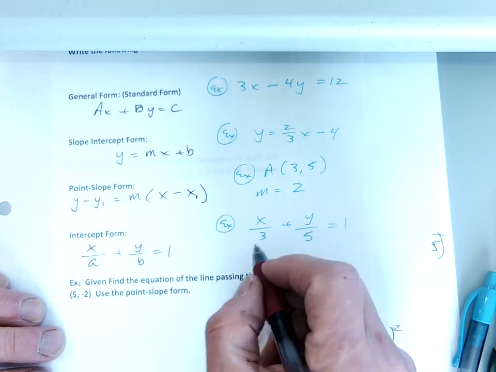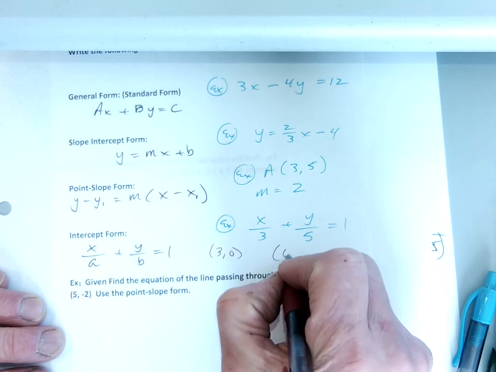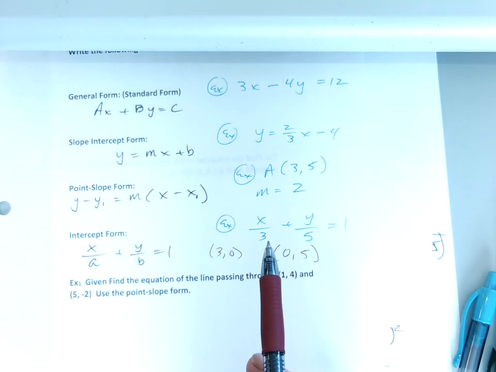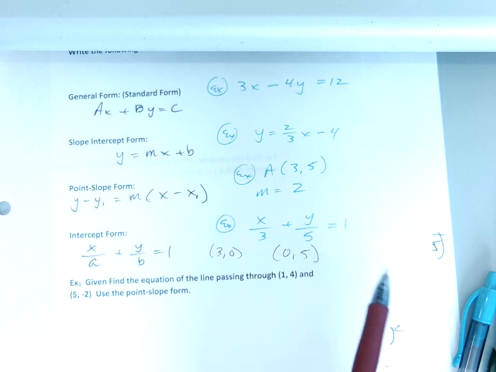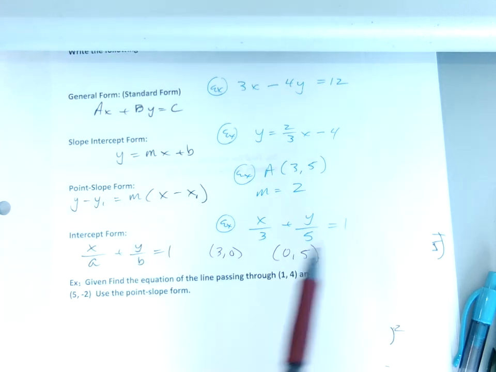So, an example. In this example, I know that the x-intercept is at 3, 0, and the y-intercept is at 0, 5. These numbers, that's the x-intercept, that's the y-intercept, and you can graph the line. Dot, dot, connect the dots. It has to equal 1, though. It's rarely used, but it's one of the forms.